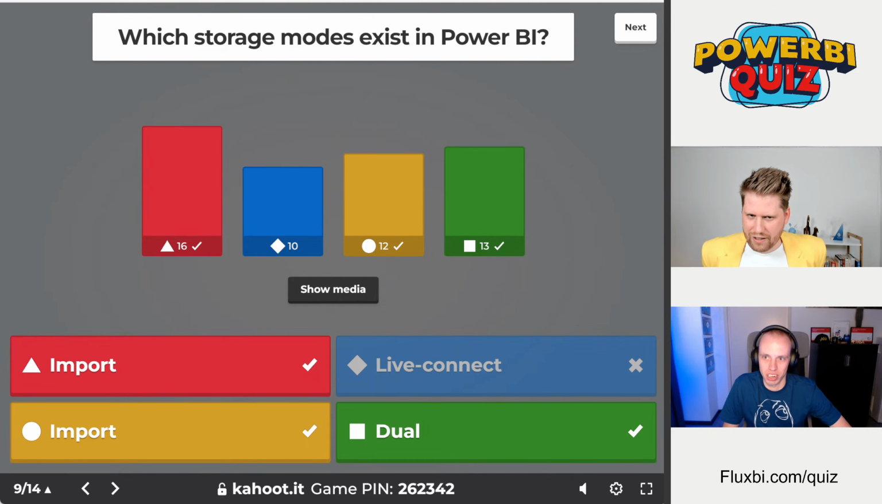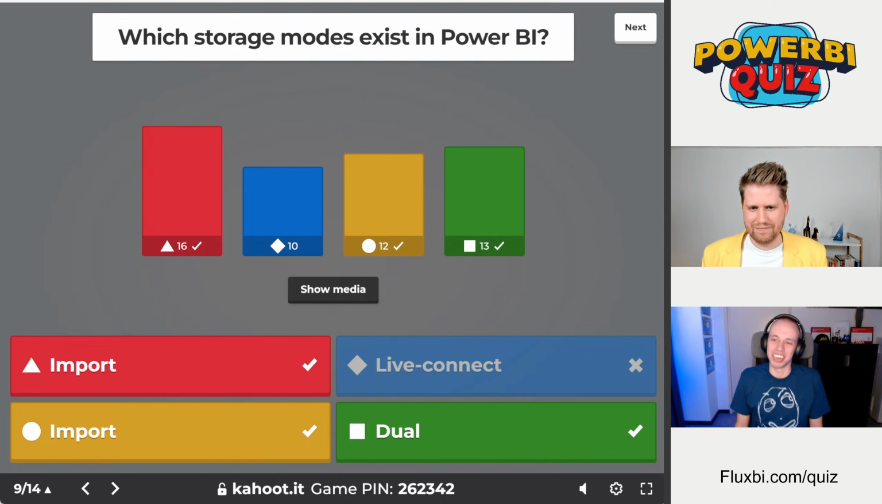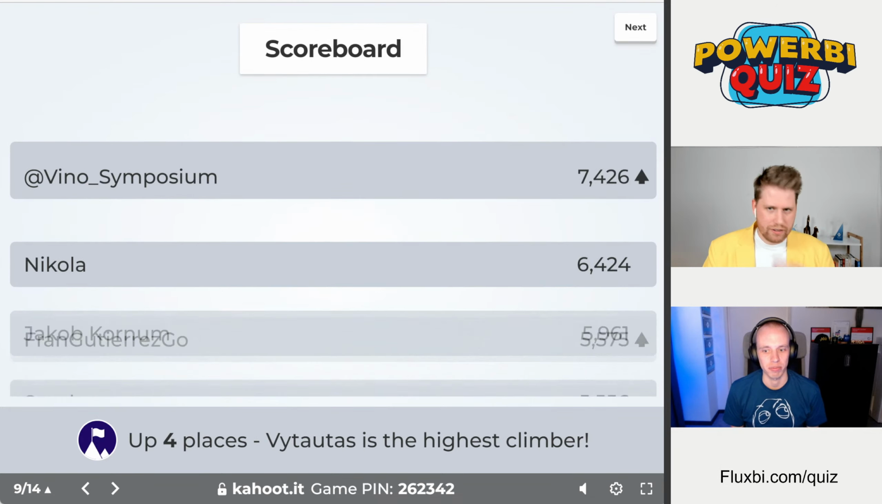Which was the only one that was wrong, actually. Yellow should have been direct query, but import and import are still valid. And a few people actually chose live connect. Dual is basically a mix of import and direct query, and then the query context decides whether it goes for one or the other. But live connect for sure is not a storage mode. Most people got the right ones.